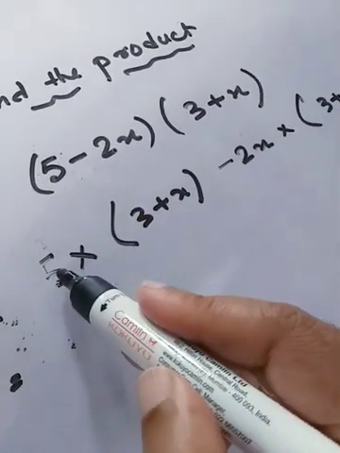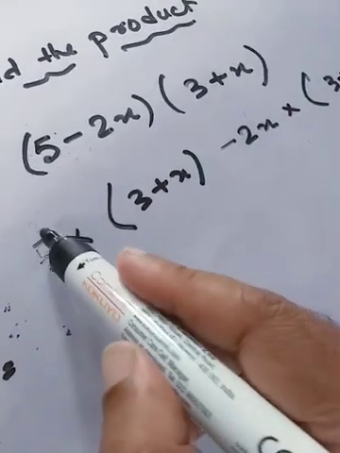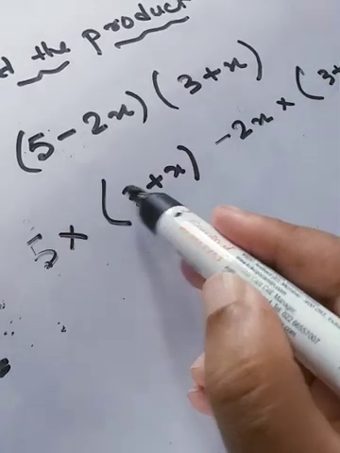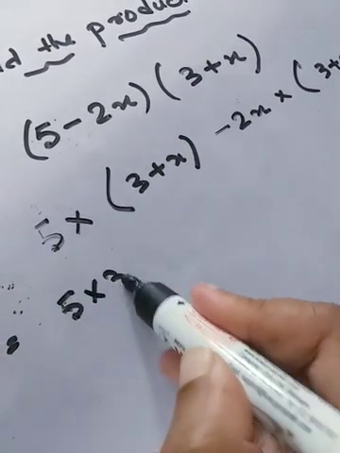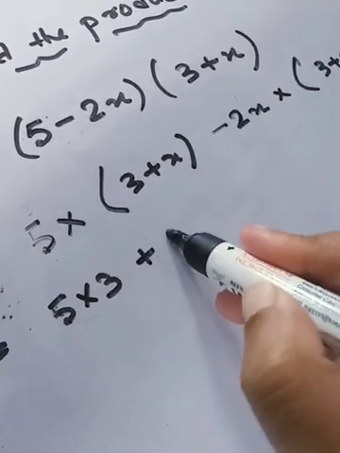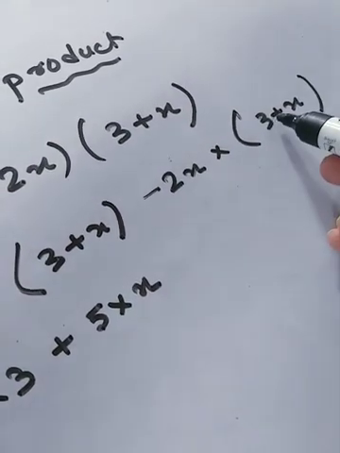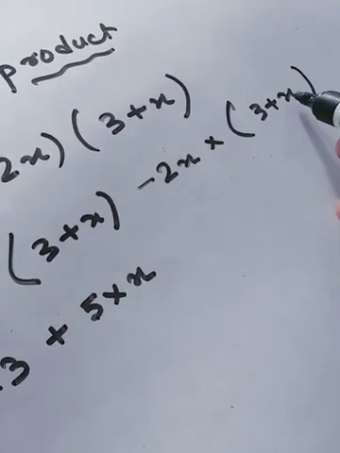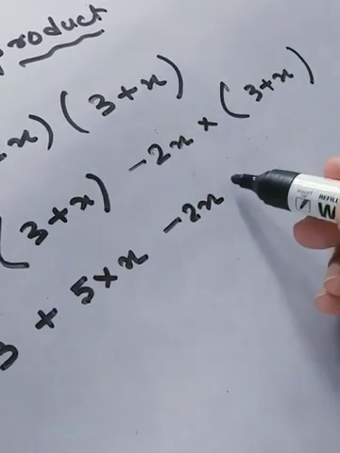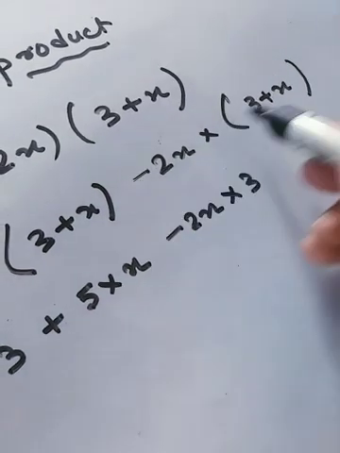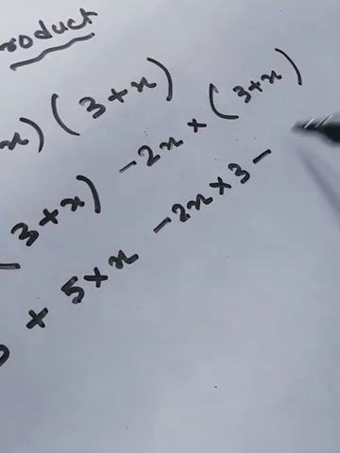Now with this term you have to multiply all the terms inside the bracket. With this 5 you have to multiply 3 also, and with this 5 you have to multiply x also. So what to write? 5 into 3 plus 5 into x. Now with this minus 2x you have to multiply 3 also, and with this minus 2x you have to multiply plus x also. So minus 2x into 3, minus plus is minus, 2x into x.